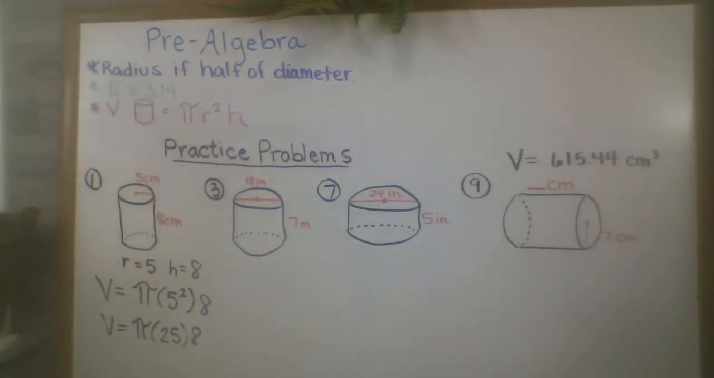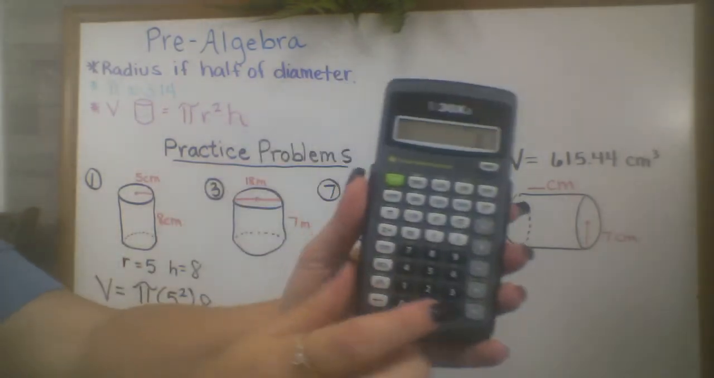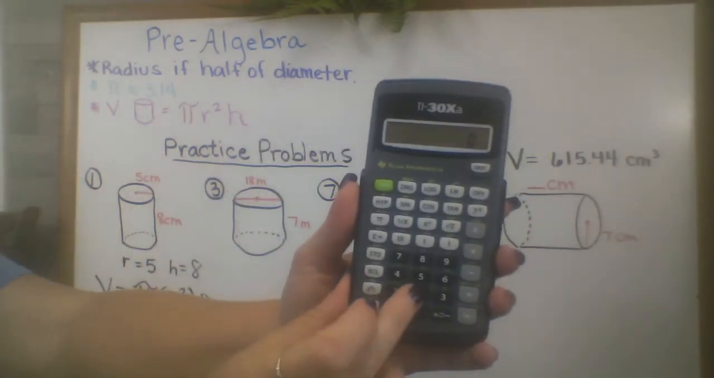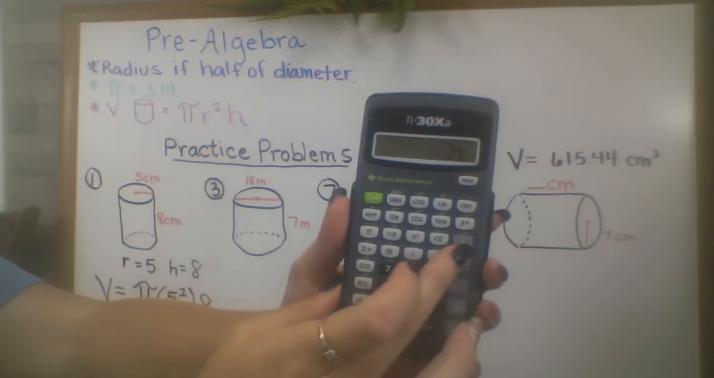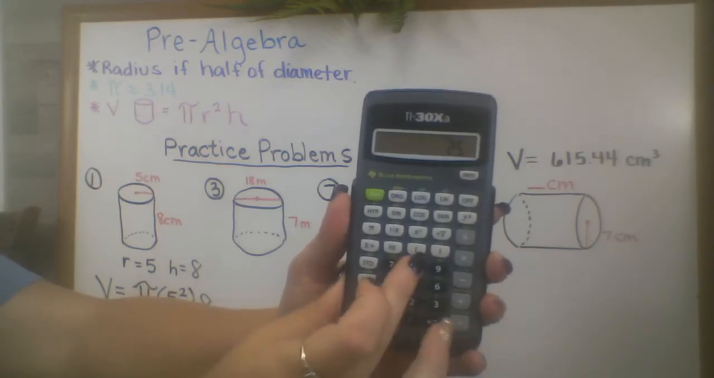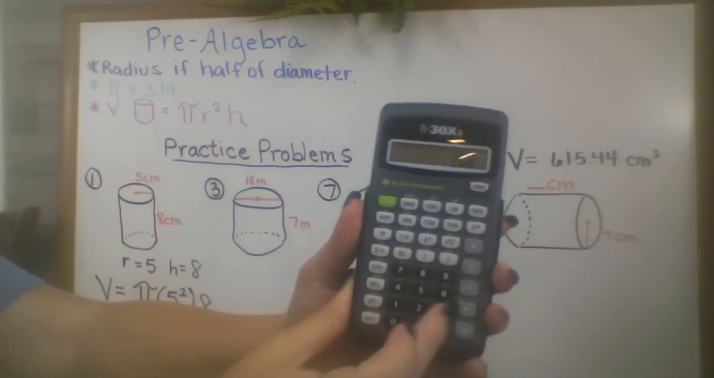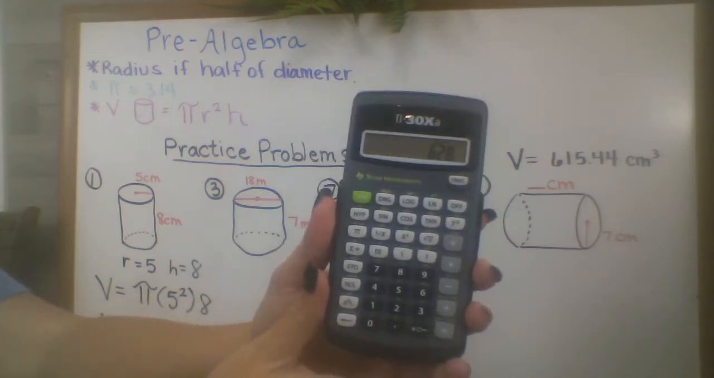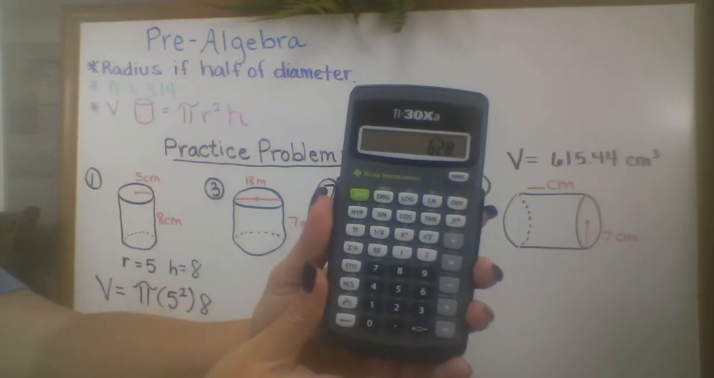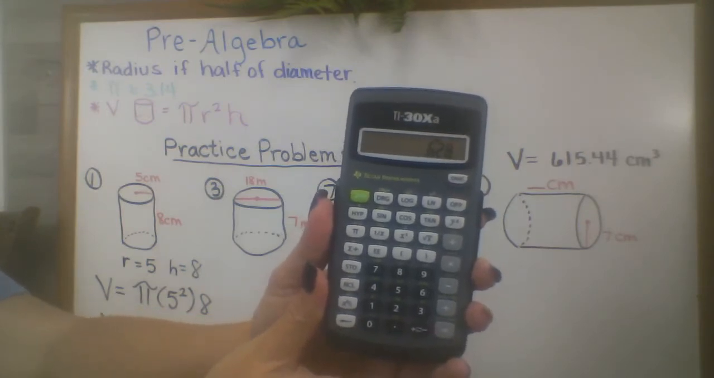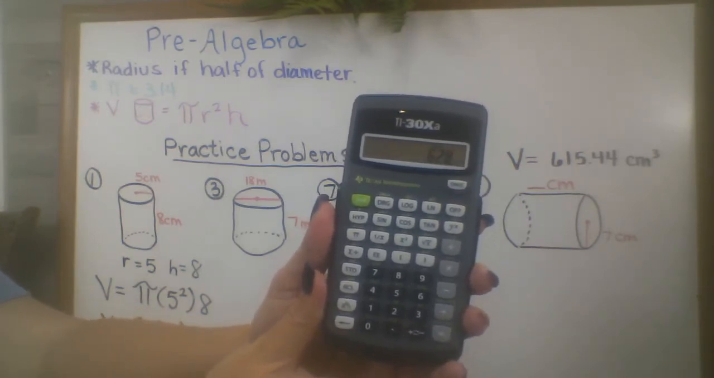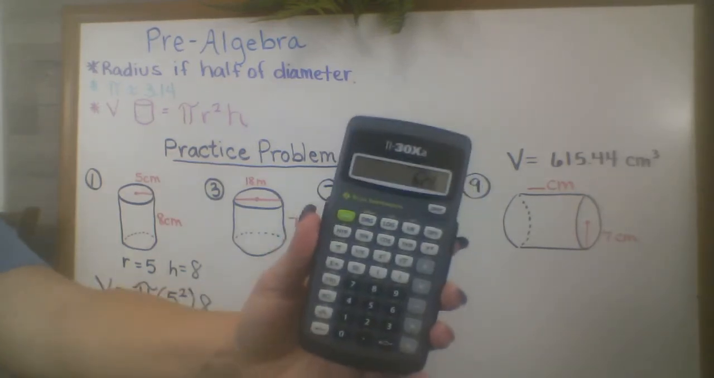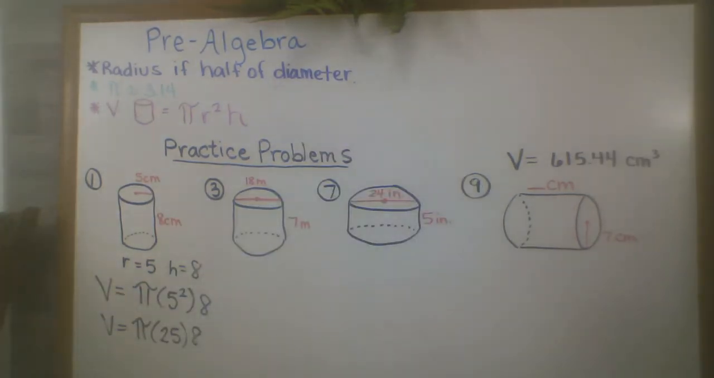So when we put this into our calculator, we are simply going to type in 25 times 8 times 3.14. And a lot of your worksheets are going to tell you to round to the nearest tenth or hundredth. But in this case, it's a whole number. So our answer is 628.